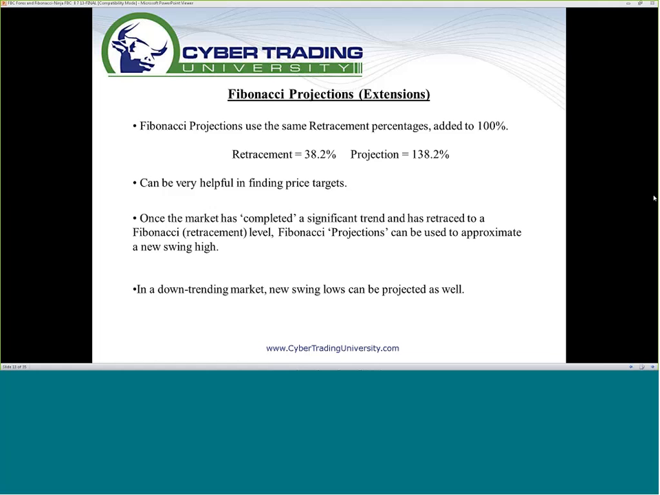It can be very helpful, again, in finding price targets. Once the market has completed a significant trend and has retraced to a Fibonacci retracement level, Fibonacci projections can then be used to approximate the new swing high, the best place to take profits. In a downturning market, the same holds true, but for the opposite, meaning new swing lows can be projected, meaning new lower lows.